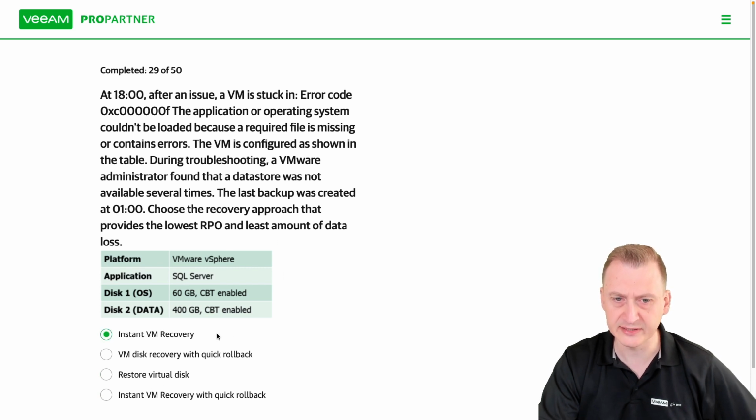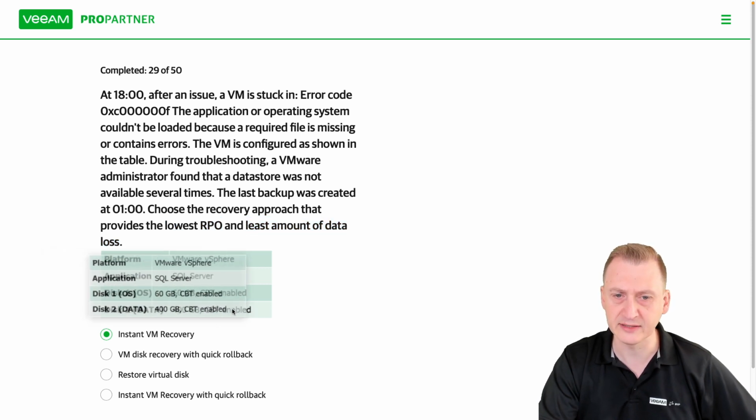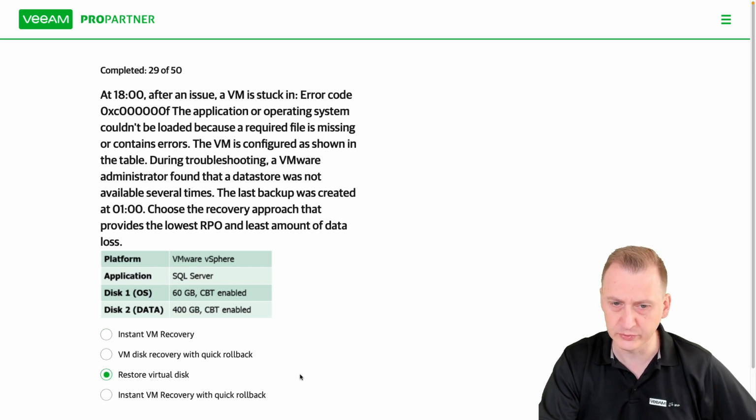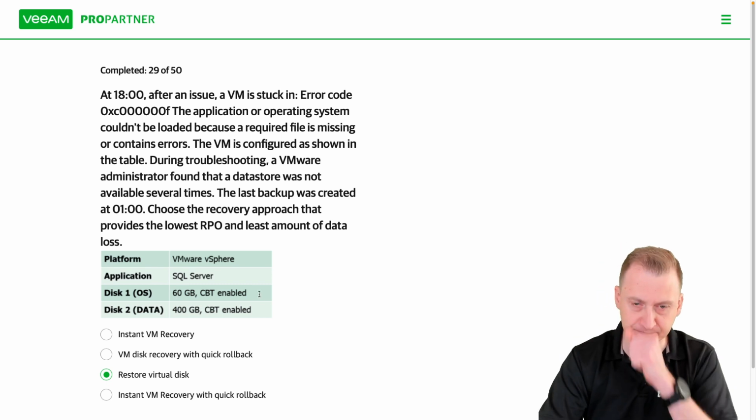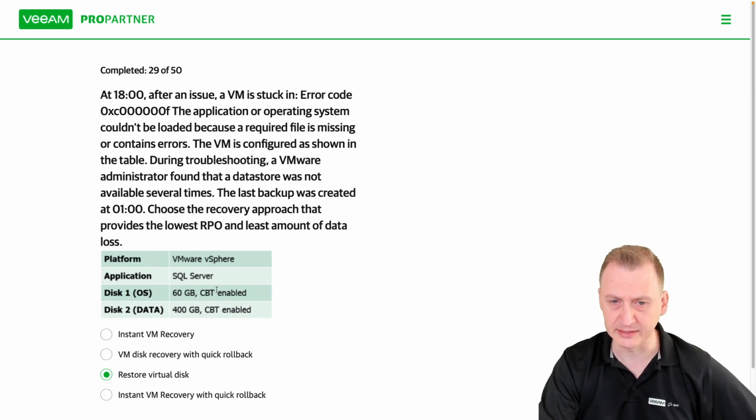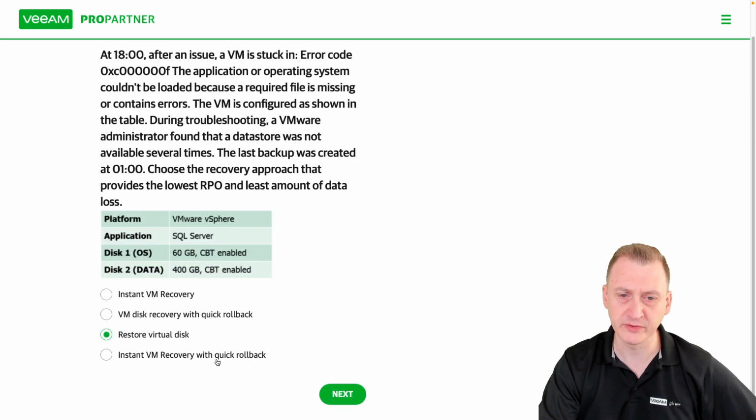However, you could say the instant recovery gives us the lowest RPO, right? Because it brings it up instantly. However, we also had a focus on the least amount of data loss. That could be a lot of data, information lost here. So if I go only for the OS disk, the maximum amount of data I could lose would be the 60 gigabytes as opposed to 460. So I'm going to go with restore virtual disk and no quick rollback.